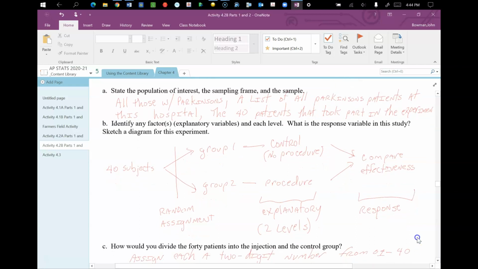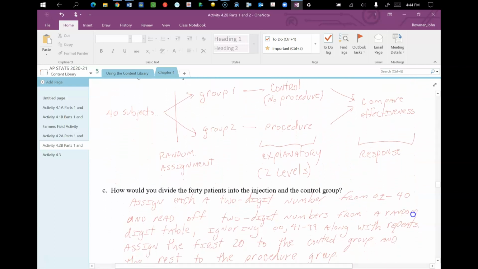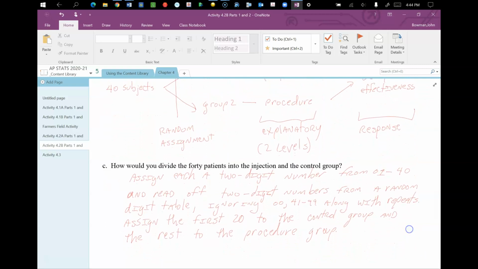So my answer to this question would go something like this. Assign each subject a 2-digit number from 1 to 40. Read off 2-digit numbers from a random digit table, ignoring 00 and 41 through 99, along with any repeats. Assign the first 20 to the control group and the rest to the procedure group.